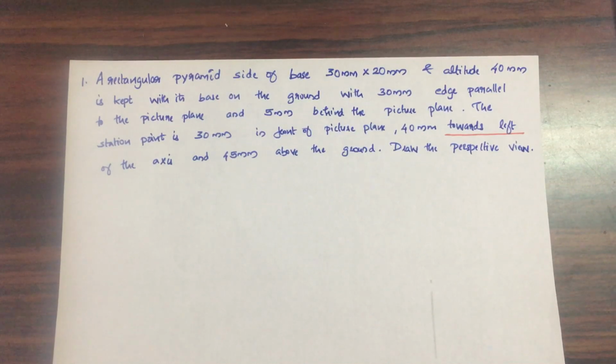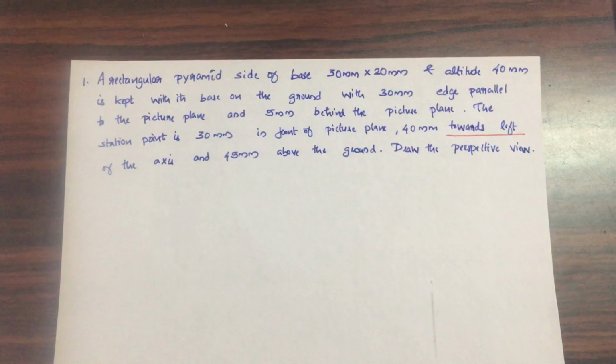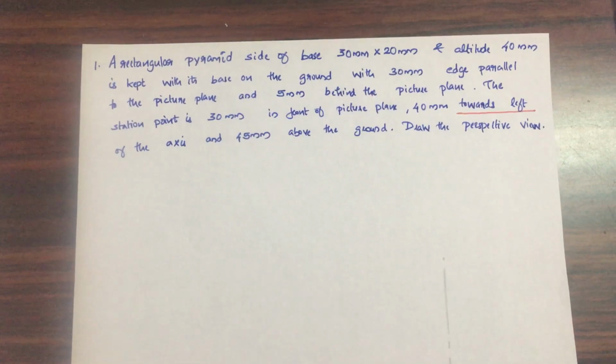The station point is 30 mm in front of the picture plane, 40 mm towards the left of the axis and 45 mm above the ground. Draw its perspective view. So, this is the question. From the question, it is identified that the figure deals with a rectangular pyramid. For a rectangular pyramid, the top view will be a rectangle, whereas the front view will be a triangle.